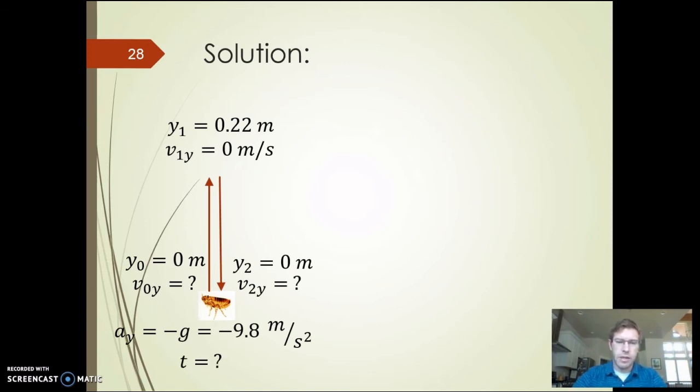And t could represent the time from point 0 to point 1, or from point 1 to point 2, or from point 0 all the way to point 2. Since we want the total hang time, I'm considering the time from 0 to 2. So to get started now, you have lots of options, right? We want to find this initial velocity. We have the final velocity at point 1, as well as the displacement from point 0 to point 1, as well as the initial position and acceleration.